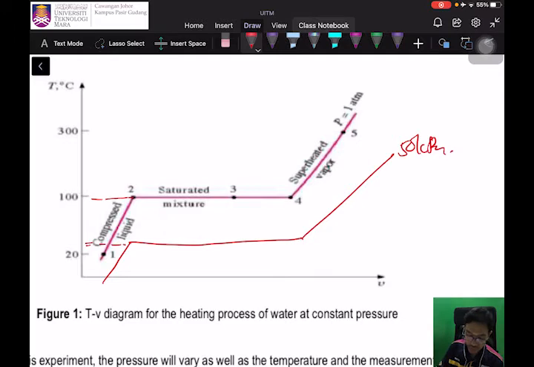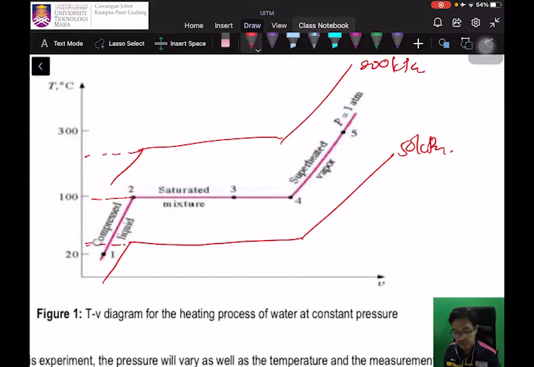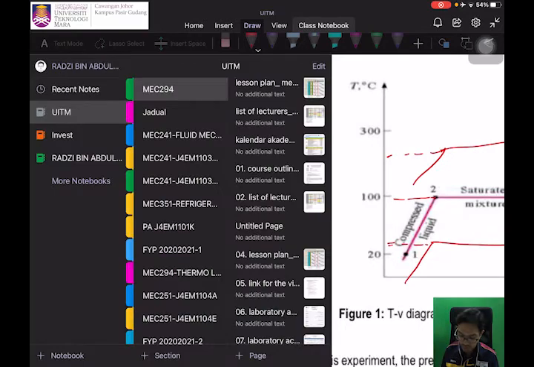But if you go deep into the ocean, you most likely will have a higher value of pressure. So let's say this is equivalent to 200 kPa. So your corresponding saturated temperature will be higher. Theoretically, we can get this value of temperature using the steam table. So I will bring you into the steam table first.